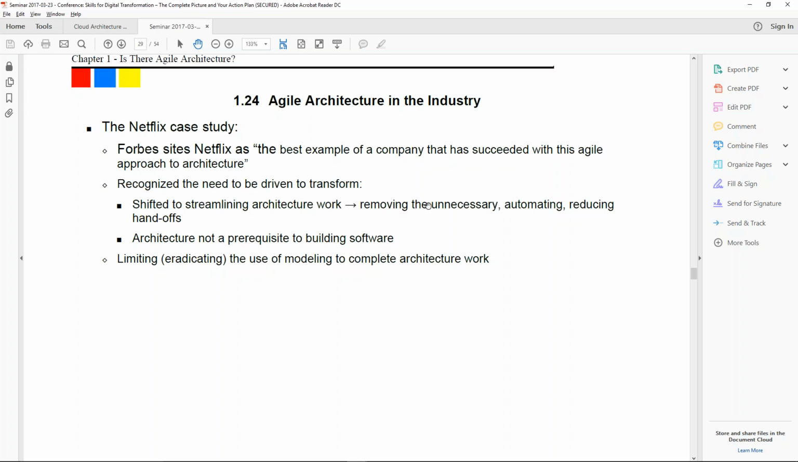Remove the unnecessary, do automation, do more automation, do more automation. If we're going to work in the modern world, I need the ability to automate the heck out of everything. Any manual step between start this and deploy to production is a really bad idea.